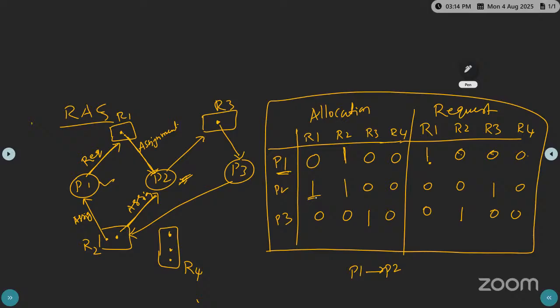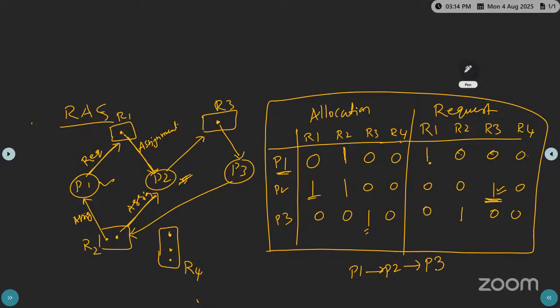So I want it, and I am depending on you. Then go to P2. For P2, what is it requesting? It is requesting R3. But who has R3? P3 has R3. So P2 is requesting R3, which is with P3. So P2 depends on P3. P2 is waiting for P3: you complete it, then I will start my execution.